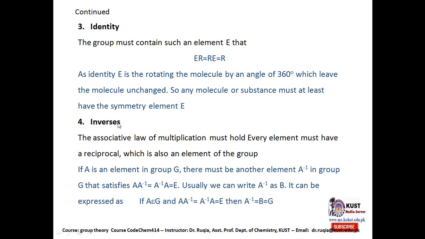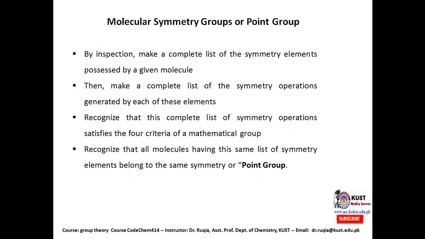The fourth property is the inverses. The associative law of multiplication must hold. That is, every element must have a reciprocal, which is also an element of the group. For example, we have an element A which is present in a group G. It must have a reciprocal, A inverse. The A inverse should also be a member of G, and it should satisfy the law that the product of A and A inverse is equal to the product of A inverse and A, which both are equal to the identity E. So we can write that A inverse is B. If A is a member of group G, then B should also be a member of G, and it will satisfy this law. So any group must possess all these 4 properties.